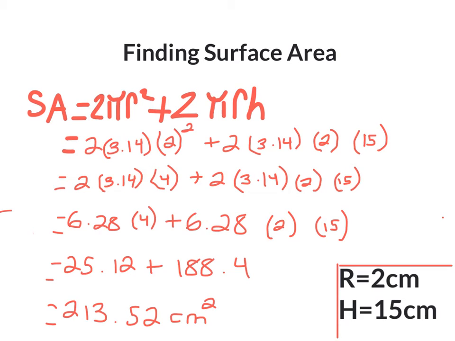So we're going to do 2 times 3.14, and our equation is now 6.28 times 4 plus 6.28 times 2 times 15. Once we do our multiplication on both sides of the equation, we get 25.12 plus 188.4. Once we add those two numbers together, we get 213.52 centimeters squared.